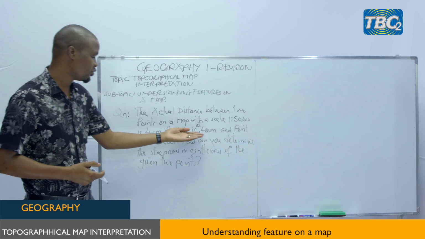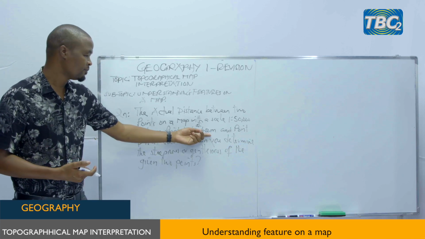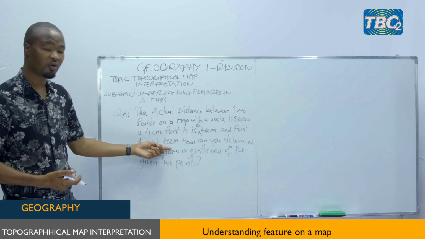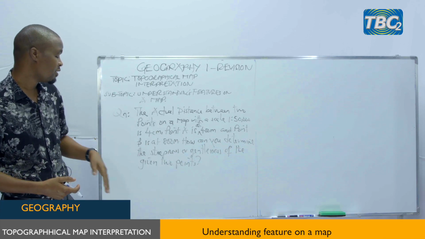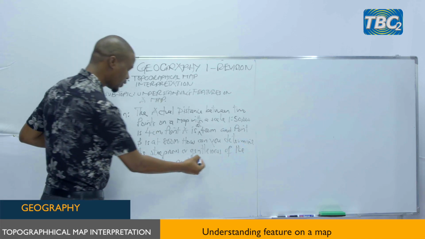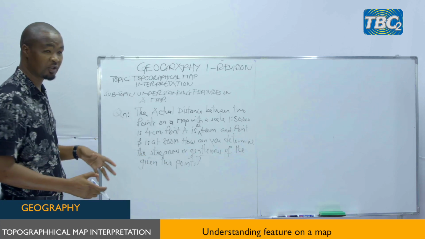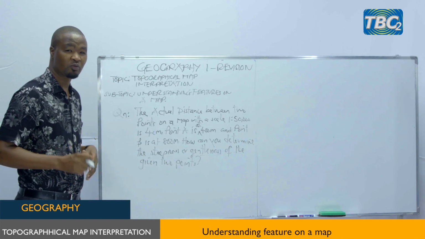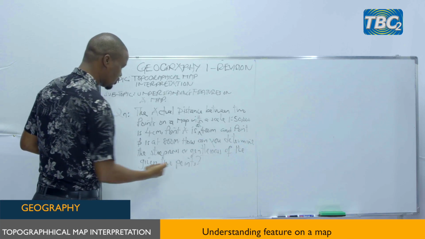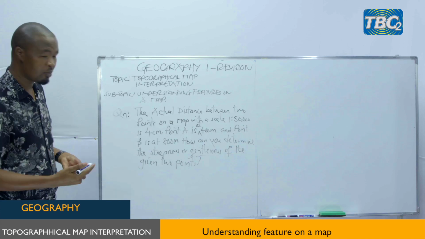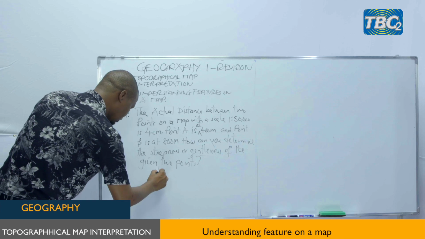It means the altitude of point A is this height, and point B is this height. How can you determine the steepness or gentleness of the given 2 points? It means the question needs us to calculate the gradient, because gradient or slope is the steepness or the gentleness between the 2 points. So we go back and write down the data.